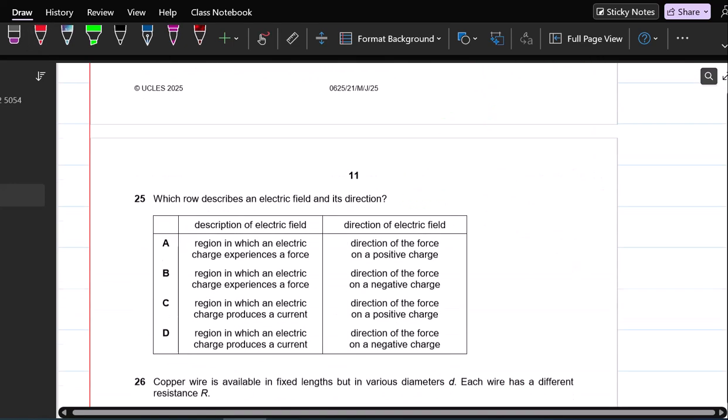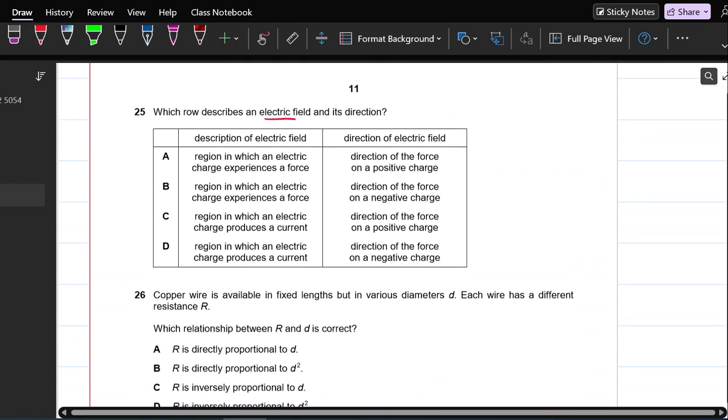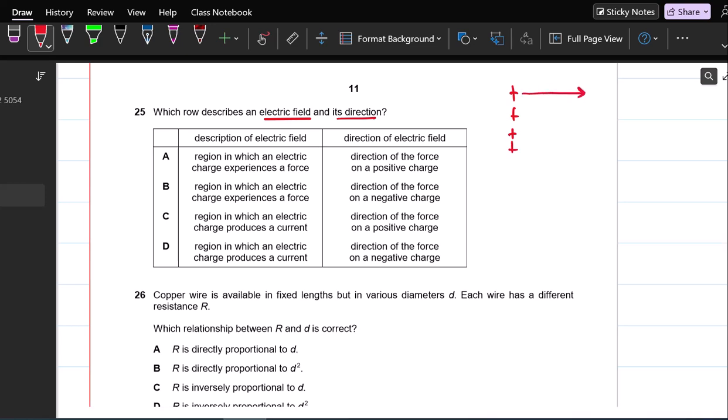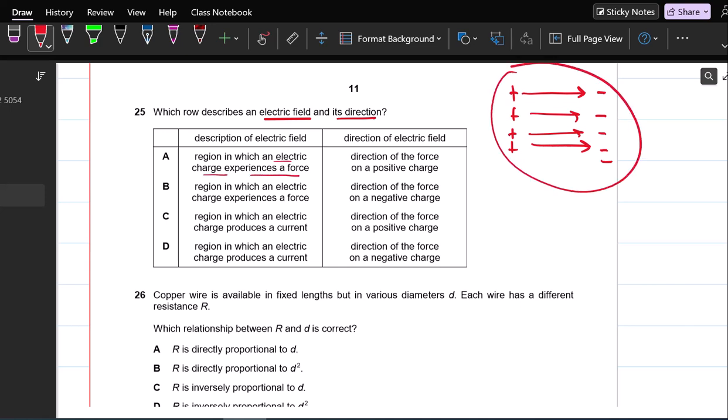question. Which row describes an electric field and its direction? Okay, electric field always originates from the positive terminal and terminates at the negative terminal like this. So its direction is from positive to negative. So the description is given, region in which an electric charge experiences a force. Yes, here electric force is present. Direction of electric field is direction of the force on positive charge.